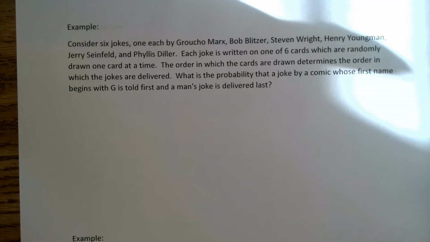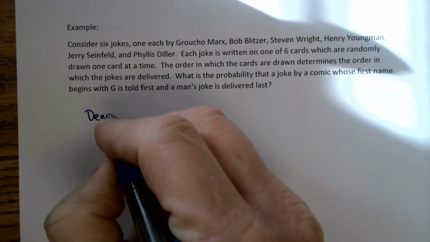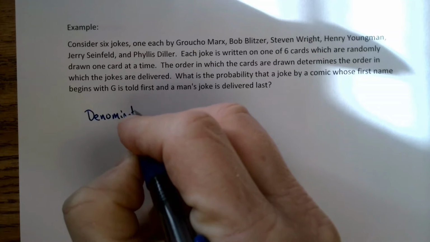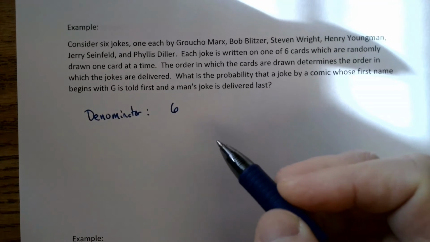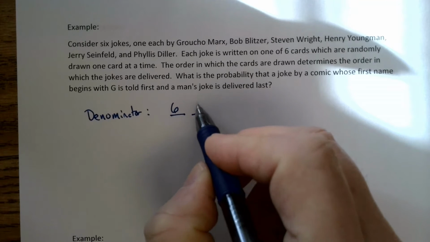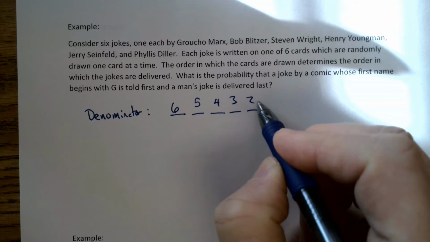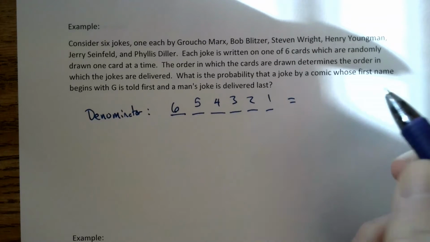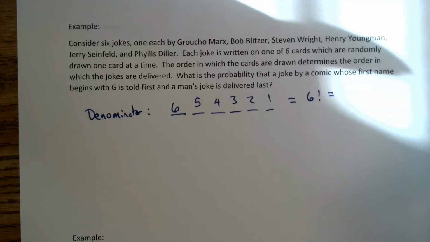Okay, so let's do the denominator first. I don't know which joke comes first, but there's 6 possibilities, then times 5, 4, 3, 2, 1, which is 6 factorial, which is 720.